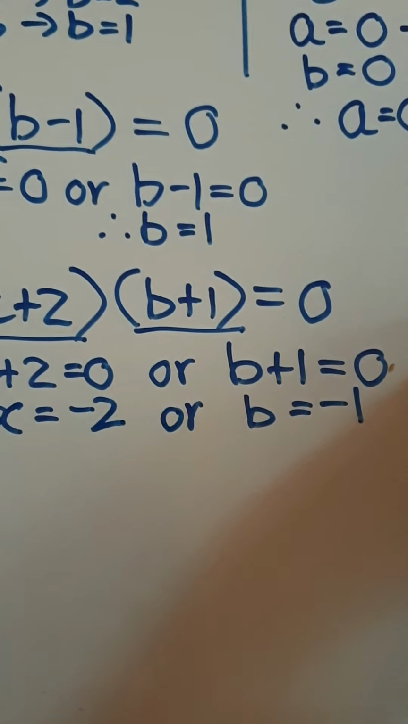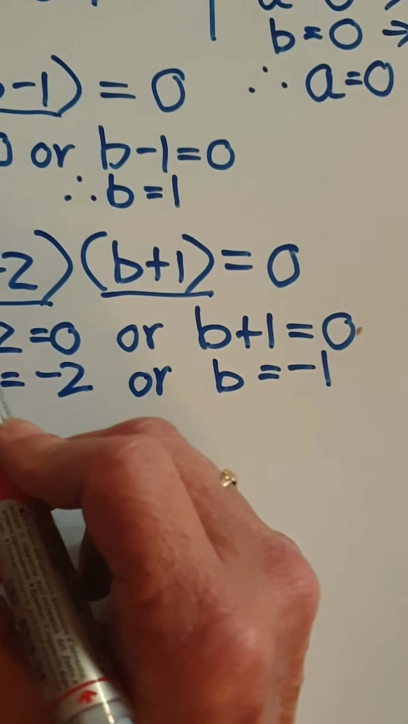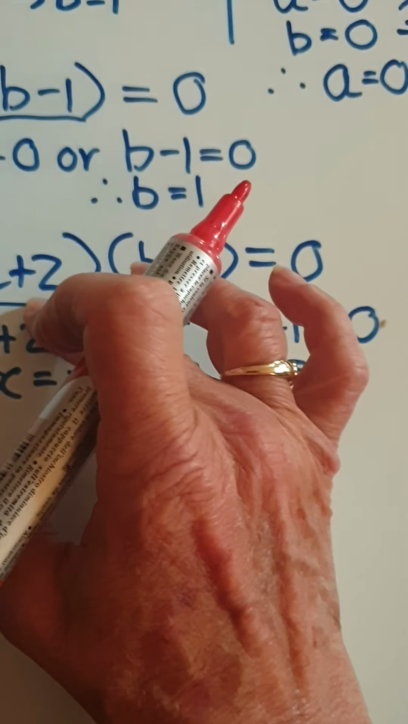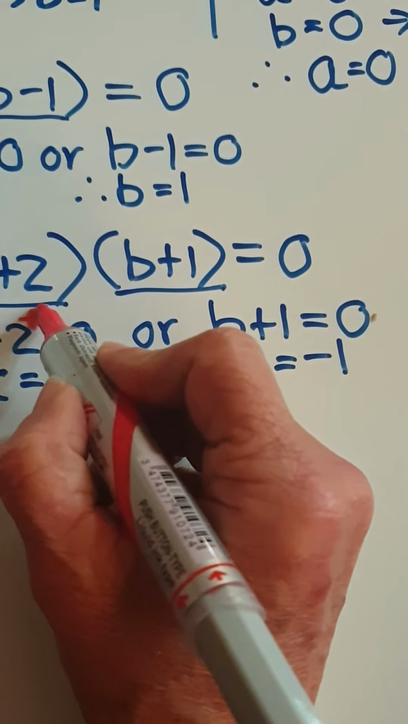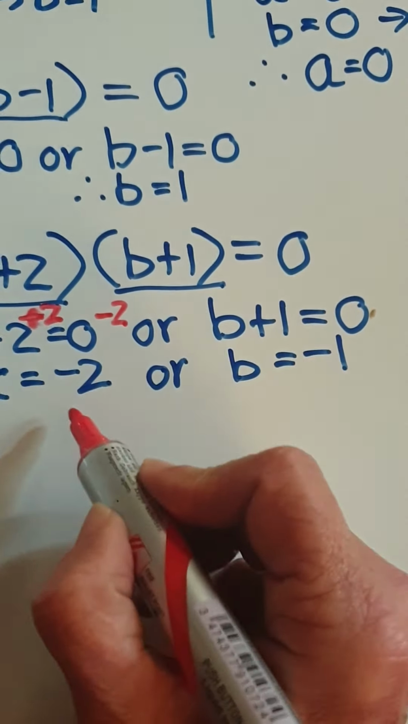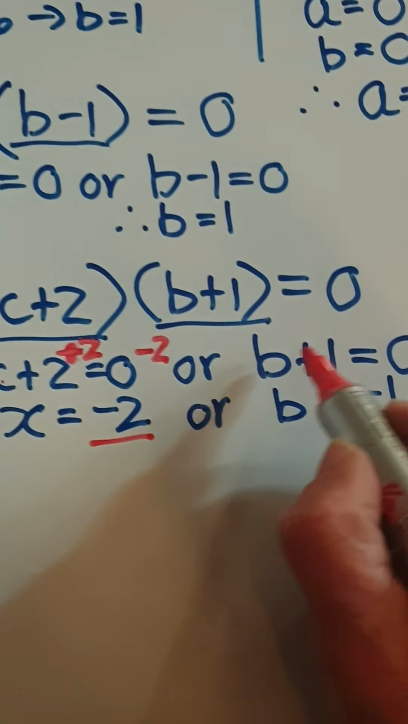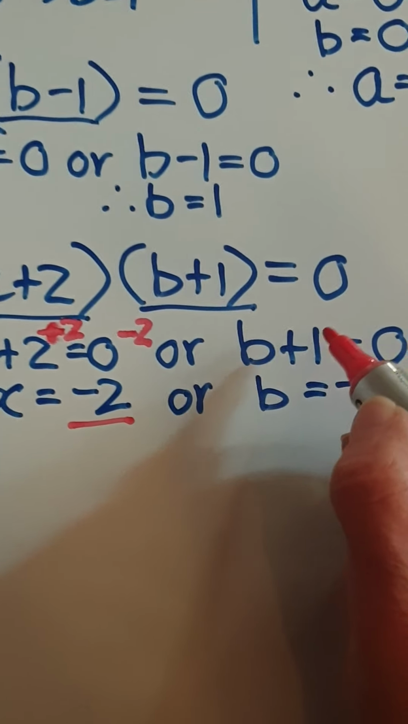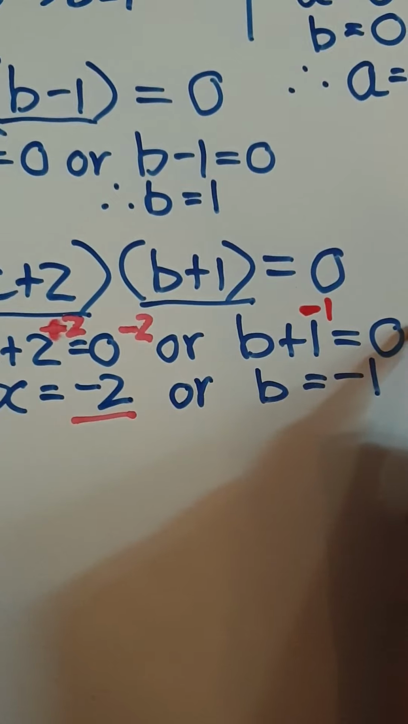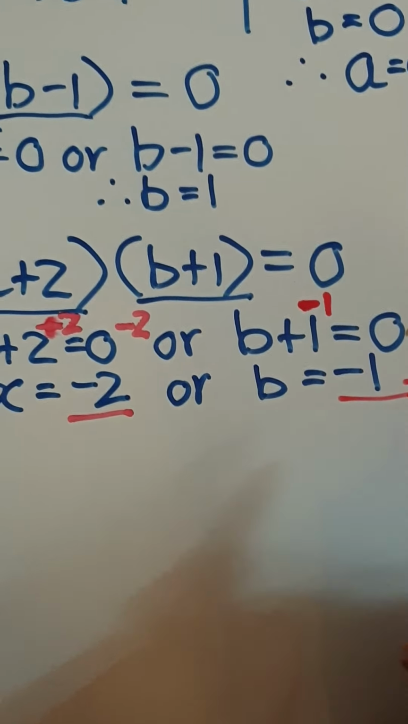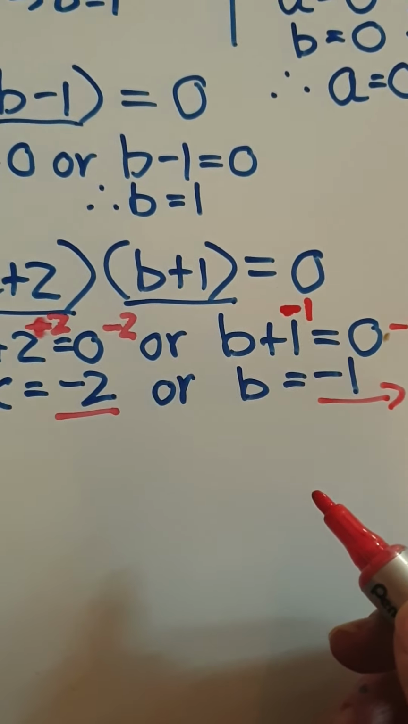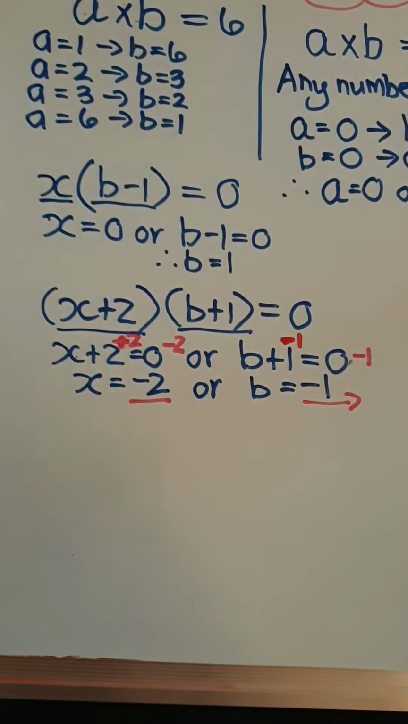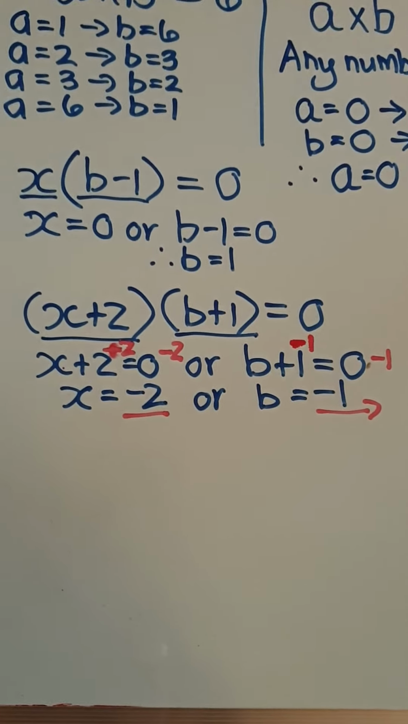And do you see where inverse operations come in here? To solve for x here, what do I do? I get rid of the plus 2, so I subtract 2 on both sides, and I get negative 2. To solve the other equation, what must b be? I don't want plus 1 there, so I subtract 1 on both sides, which means that b must be negative 1. So, can you see where all of this is going?